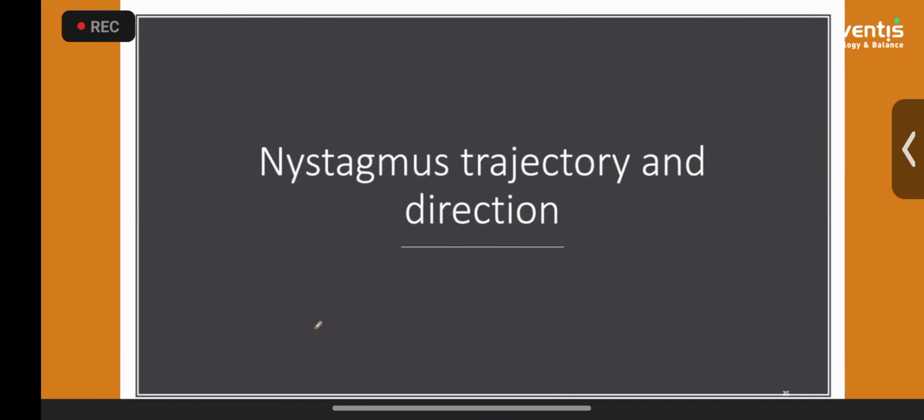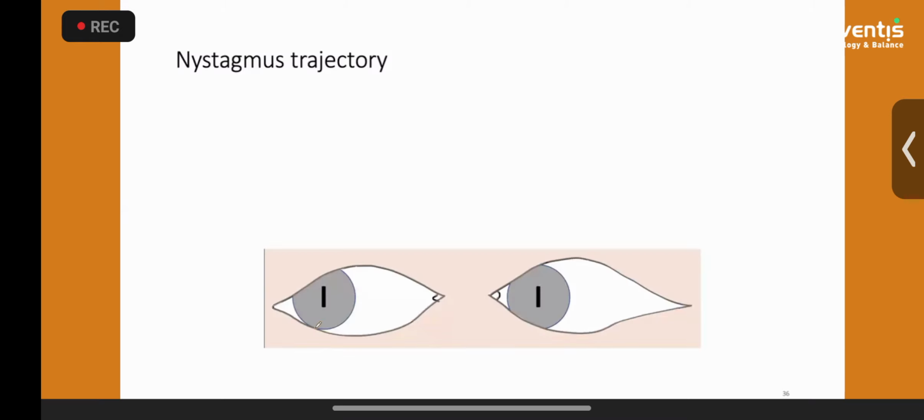Now let us look at the difference between what is meant by nystagmus trajectory and what is meant by nystagmus direction. Okay. Now, if you look at this particular nystagmus, try to appreciate the direction of the nystagmus. The beating of the nystagmus is towards the right side. This is the right side. This is the left side. The nystagmus is beating towards the right.